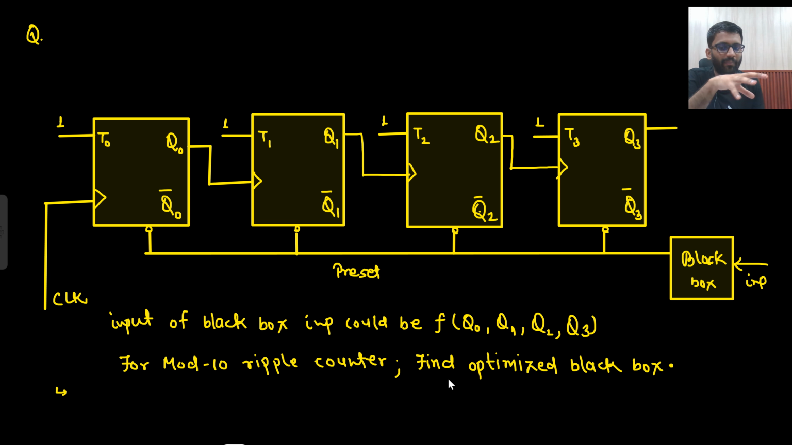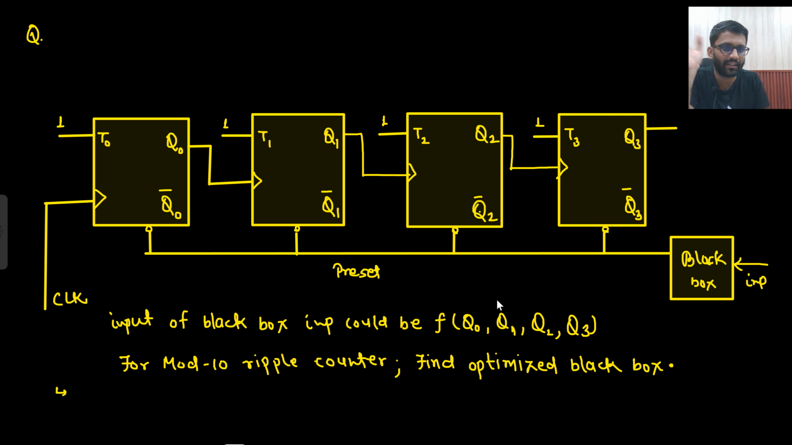For a mode 10 ripple counter, you need to find the optimized black box. Here they did not say whether it is a down counter or an up counter. They also did not tell whether you are starting from maximum or some other value. Okay, so let's solve it. They do not need to tell whether it is a down counter or an up counter. You can see it from the design as well.